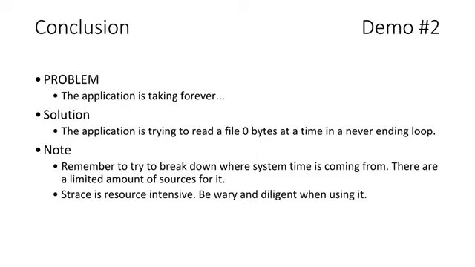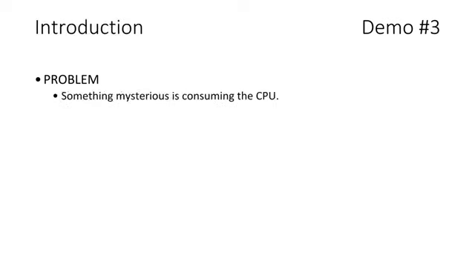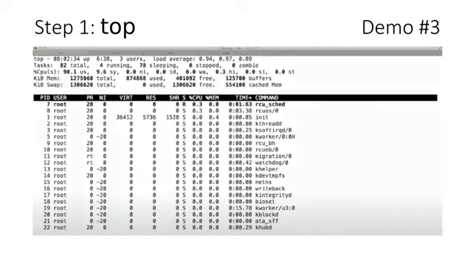Let's now move on. In this next demo, something mysterious is consuming the CPU. It's our job to figure out what's wrong. We start with the basic top command to get an overview of the system. Right off the bat, we can see that the CPUs are very busy. Around 90% user time, and 9.6% system time. Note that there is also basically no idle time.